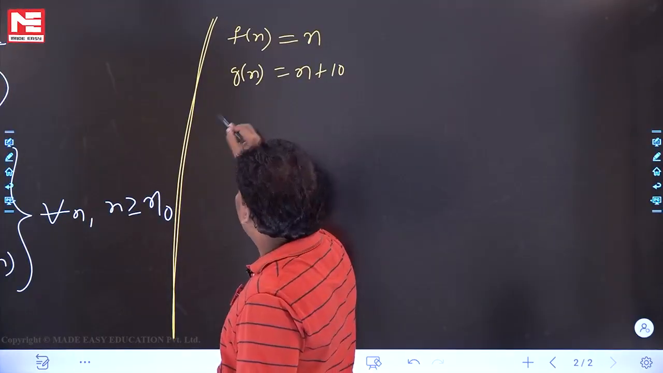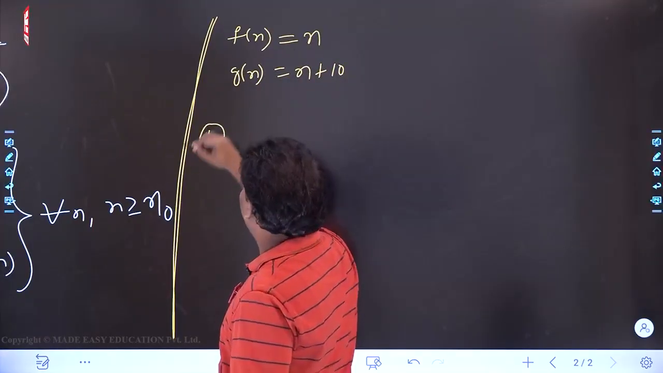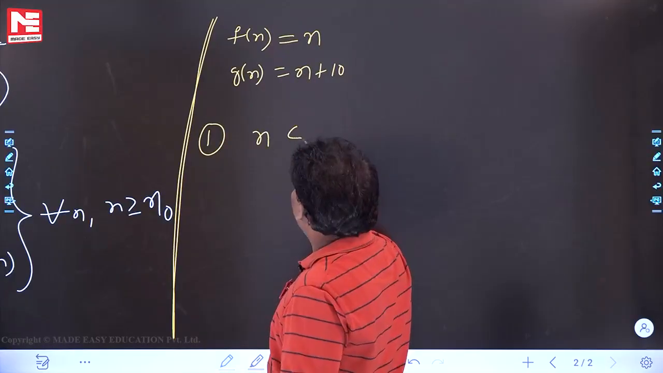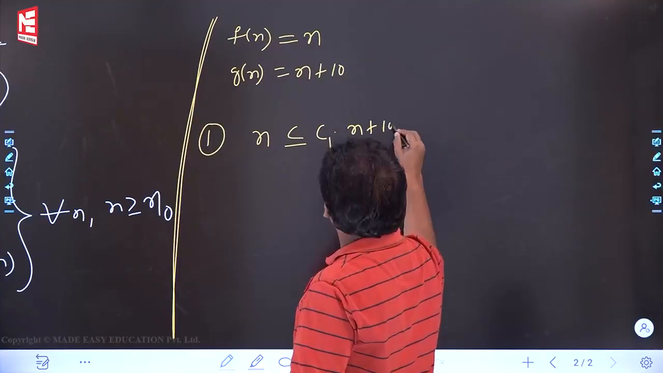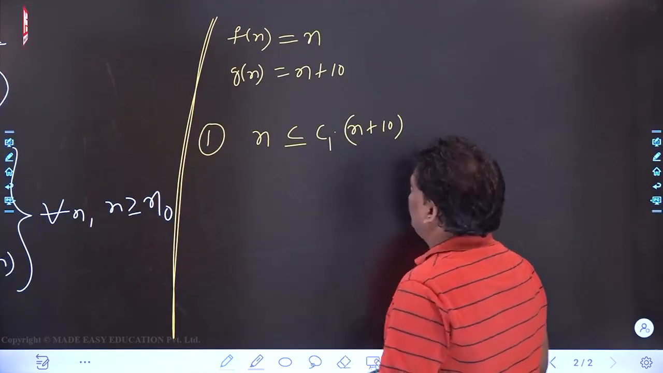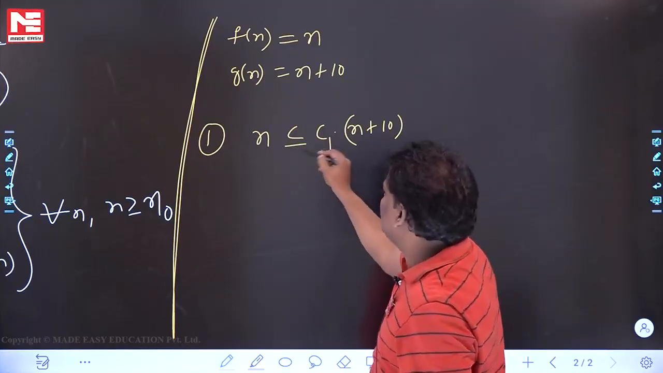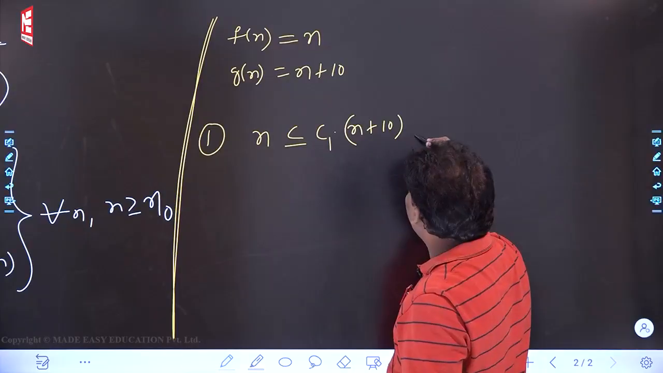First one. See the first one. f of n is equal to this, g of n is equal to this. I want to prove like this one. So what is the f of n? n less than or equal to some c1 into g of n. What is the answer? n plus 10. Right? f of n is n, g of n is n plus 10. I want to prove n is less than or equal to some c1 into n plus 10. Right?